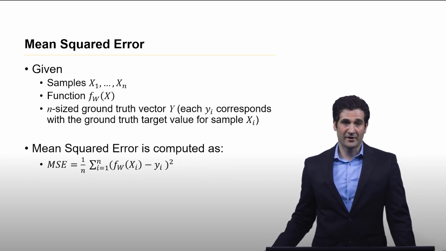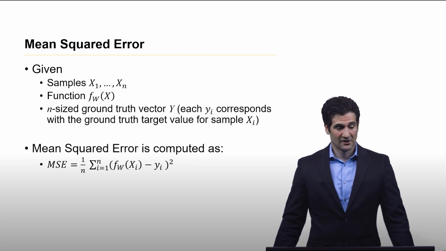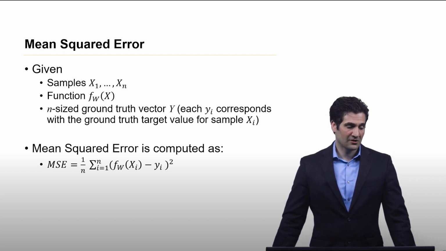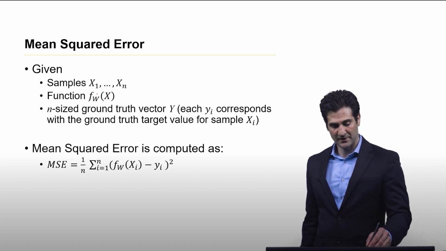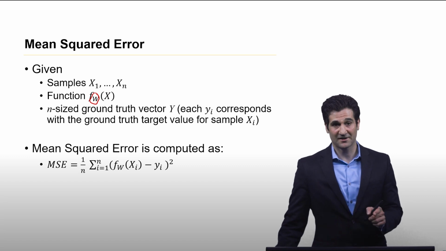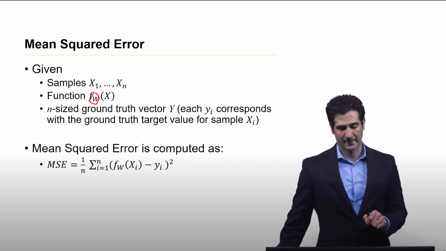So what is the mean squared error? Well, we have these samples, these x vectors, and we have a function, f_w(x). Now, here, the thing that we're searching for is not x, but w. Okay, so bear that in mind. So even though it's not the argument of the function, that's the thing we're actually thinking about here.